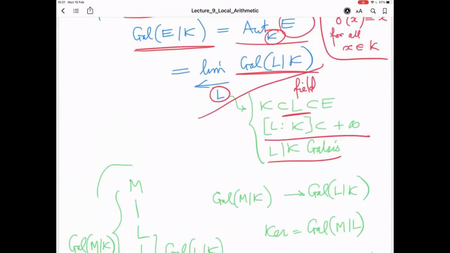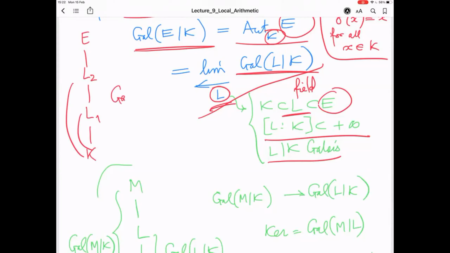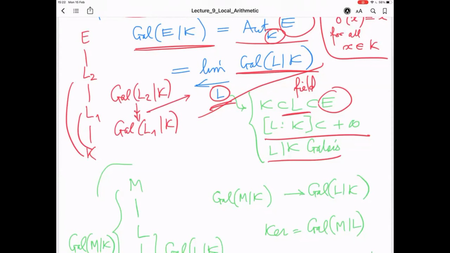What is clear, by definition, is that E is the union of all such L's. I'd also said that if I had L2, which is bigger than L1, which contains K, and everything is contained in E, and these are Galois, then the Galois group of L2 over K has the Galois group of L1 over K as a quotient. And these are the maps in this inverse system.